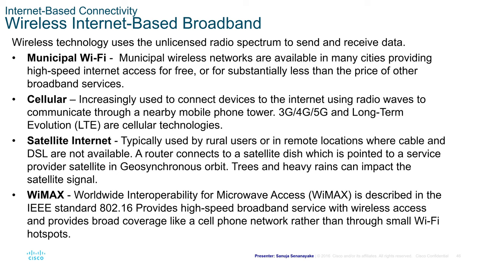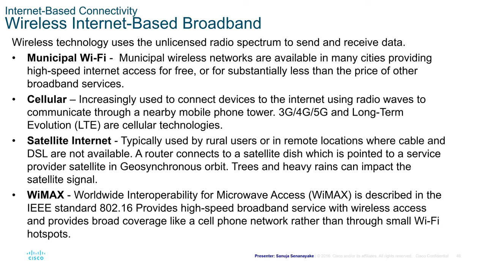Cellular systems. In that case, the devices are connected to the internet using radio waves to communicate through nearby mobile cell phone towers, and they use 3G, 4G, and 5G technologies and long-term evolution, also known as LTE, to communicate with each other. So those are cellular networks. If you have ever used a cell phone, or if you currently have a cell phone, that will be using those cellular networks. The other one is satellite internet.